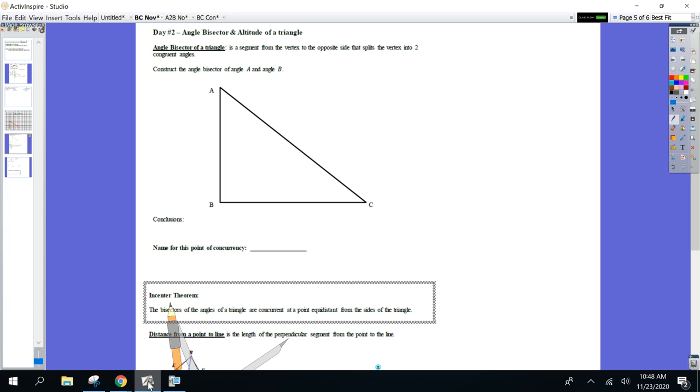Okay, I'll do angle A first. All right, to bisect angle A. Now remember what an angle bisector does. It cuts it in half. I'm going to make two congruent angles on each side of it.